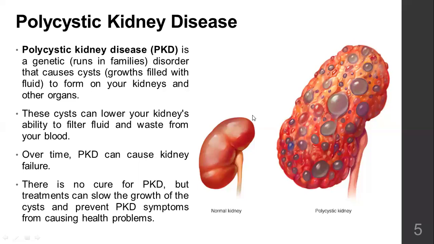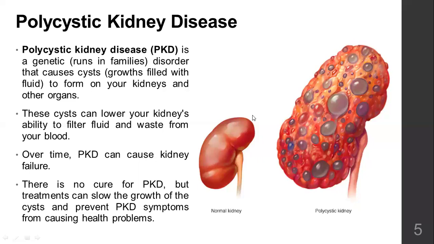Over time, if polycystic kidney diseases are not treated, it can cause kidney failure as well. There is no specific cure for PKD, but treatment can slow the growth of cysts. Okay, you cannot cure it, but certain treatments, certain medications that you can take, will reduce the number of new cysts that can develop in the future.